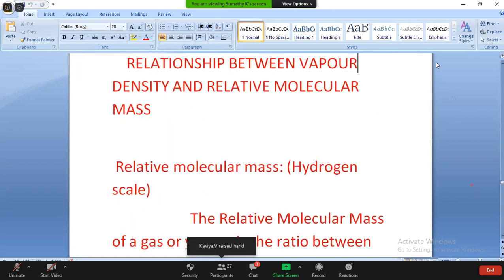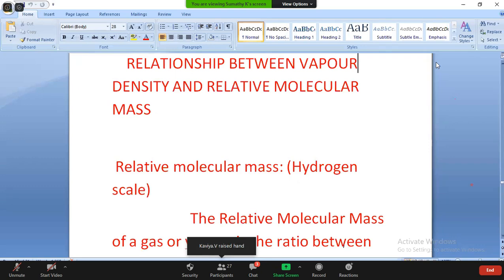Yes, the relationship between vapor density and the relative molecular mass. Another time, I repeat this. You hear this carefully. Relative molecular mass. What is relative molecular mass?